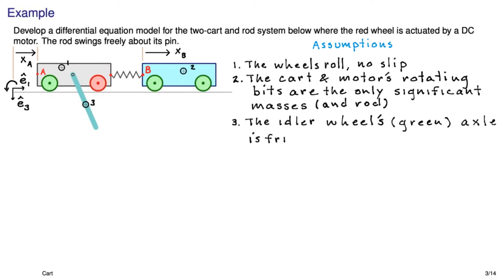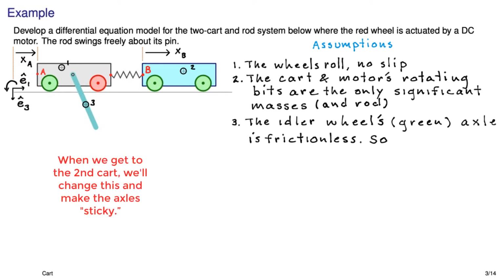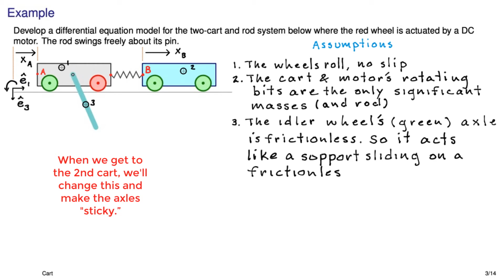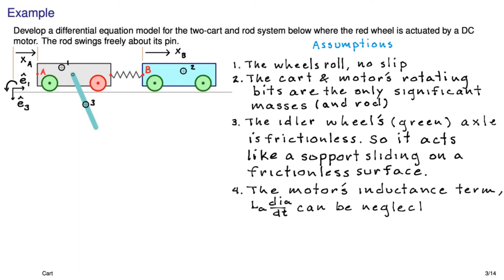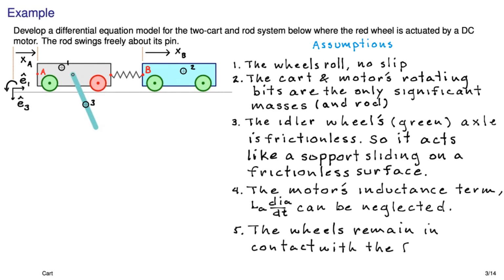Now, the idler wheels, those green ones that I mentioned earlier, are riding on frictionless axles, so there's no drag associated with them. So that way we can just model them as if they were blocks sliding on a frictionless surface. And I covered that in a previous video. Now, we're also going to neglect the motor's inductance term, that pesky L_A di_A/dt, and we've looked at that in the motor modeling video. And we're also going to assume that the carts are not pulling any wheelies, so the wheels are always on the horizontal surface.